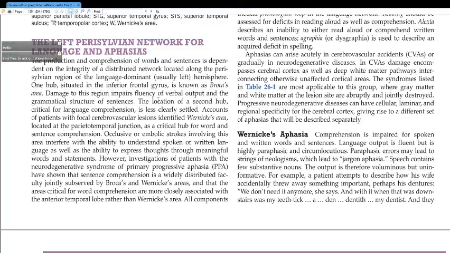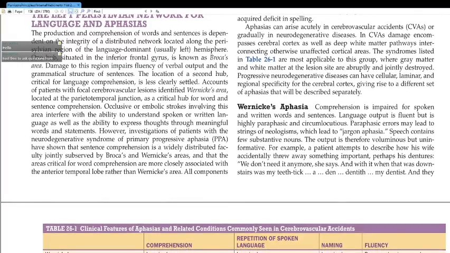Wernicke's area. So this is Wernicke's area. You might have read it in first year in anatomy, Broca's and Wernicke's. Located at the parieto-temporal junction, a critical hub for word comprehension. Damage interferes with the ability to understand spoken or written language.